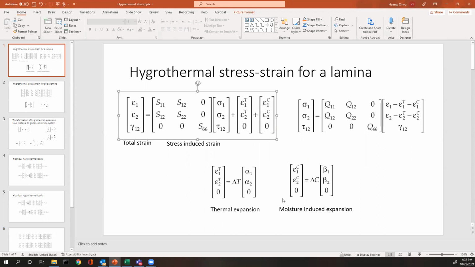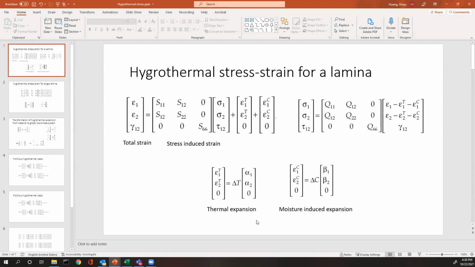All right. And then the strain due to temperature effect is simply this. Basically, thermal expansion coefficient multiplied by delta T. We assume the lamina is symmetric. So when you have thermal expansion, you don't have distortion. So this shear strain is 0. Same thing here. The moisture strain induced shear strain is 0 as well. In this case, we have moisture expansion coefficient times changes in moisture contents.